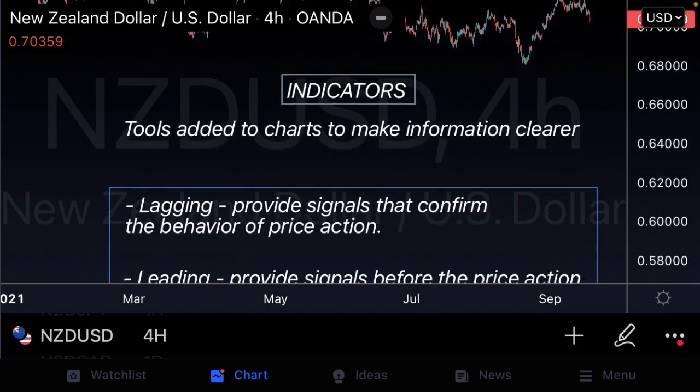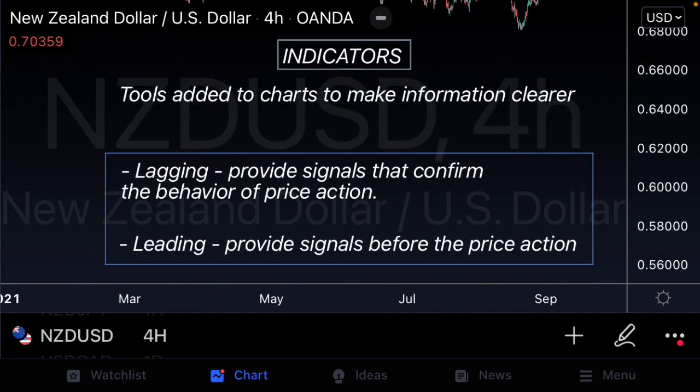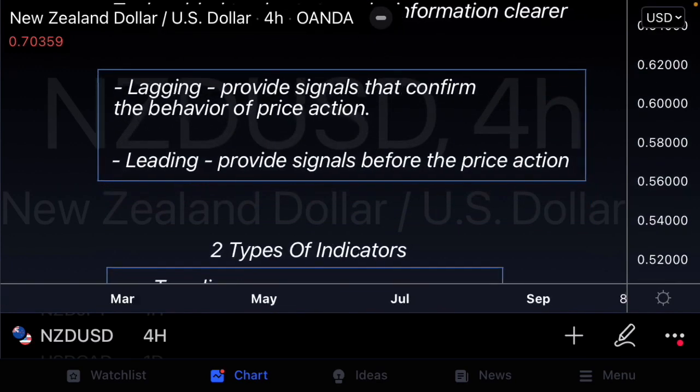Now we're going to go on to the second kind of indicator, and that is a leading indicator. And what a leading indicator does is that it provides signals before the price action happens. So for us to have one ultimate indicator, guys, we need an indicator that is both lagging, that confirms our behavior of price action, and leading, that provides signals to us before price action happens, so that us as traders are still able to capitalize on the price movement that precedes the actual indication of our price action.